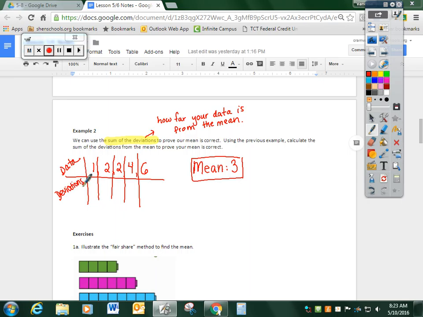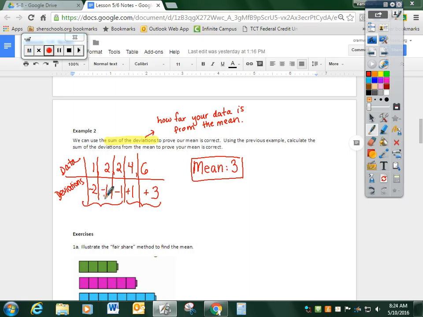How far is 1 away from our mean of 3? It's down 2. How far is 2 from our mean of 3? Down 1. Another 2 is down 1. 4 is up 1. And 6 is actually up 3. Now we are going to calculate the sum of our deviations. My suggestion is to add all of the negatives together and then all of the positives together and see what happens.